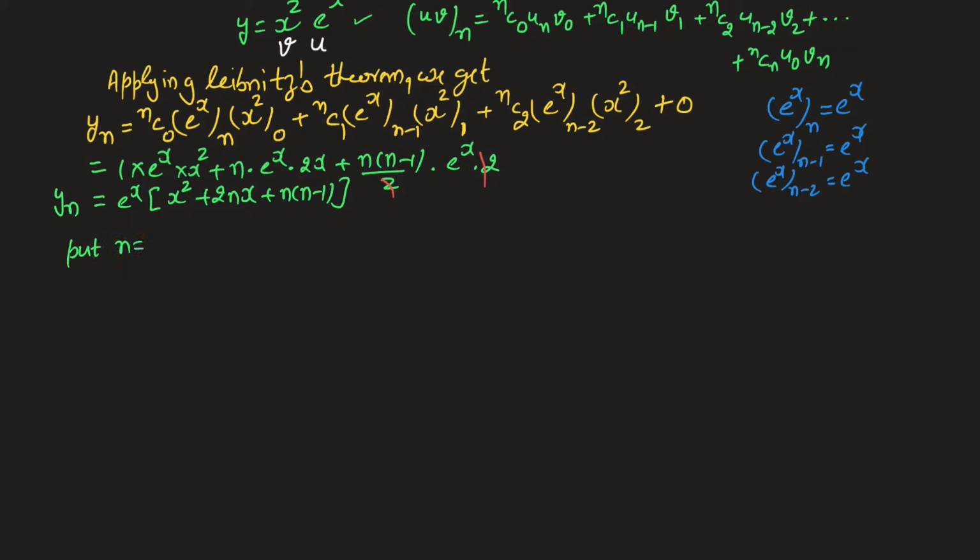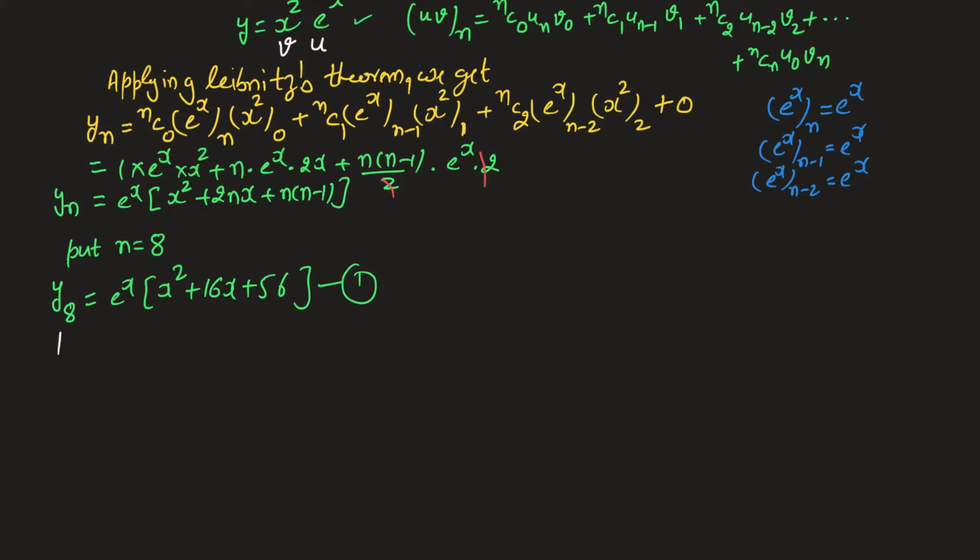So put n is equal to 8 to calculate y8, because we will be requiring it to prove the result. So this y8 will be e raised to the power x, x square, n is equal to 8, 16, n is equal to 8, 8 into 7 is 56. So I am going to write it is plus 16x plus 56. So this equation will be named as equation number 1.